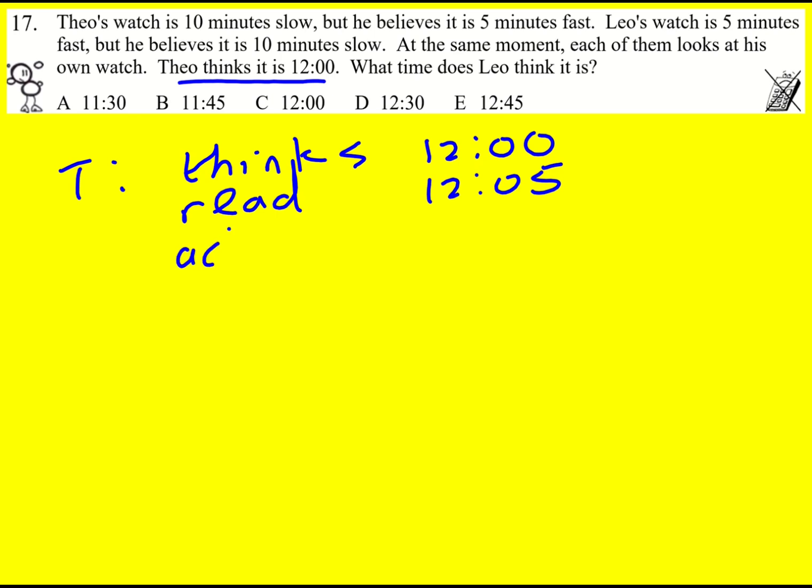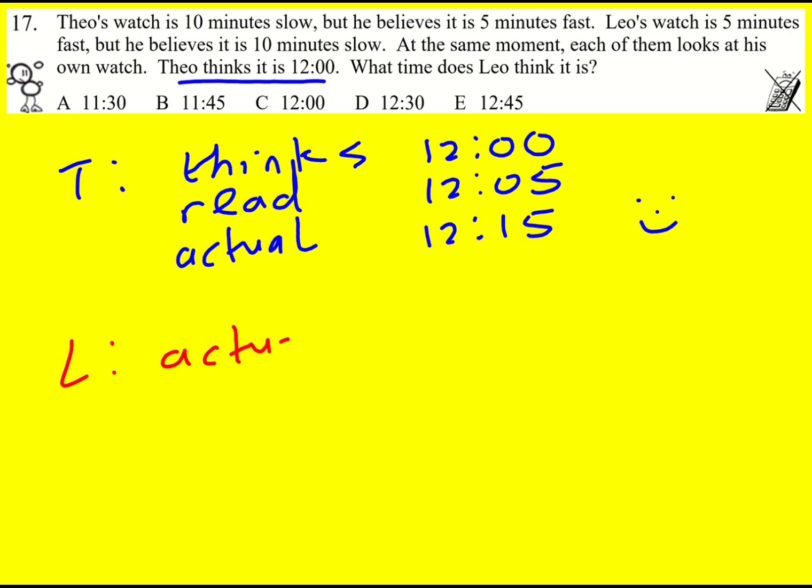Then actually, we're told that Theo's watch is 10 minutes slow, so that means the actual time is 10 minutes further on, so 12:15. Okay, and that is the first half of the question done. Because for Leo, it's going to be a very similar setup, but in reverse.